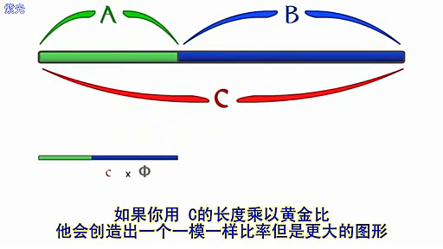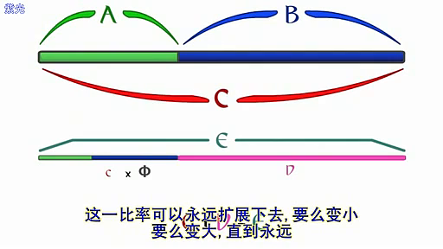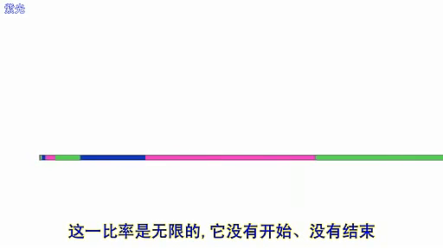If you multiply the length of C with phi, it will create the exact same image, only bigger. C and D is equal to E. This ratio could then span on forever, going smaller and smaller or bigger and bigger forever. This ratio is infinite. It has no beginning and no end.